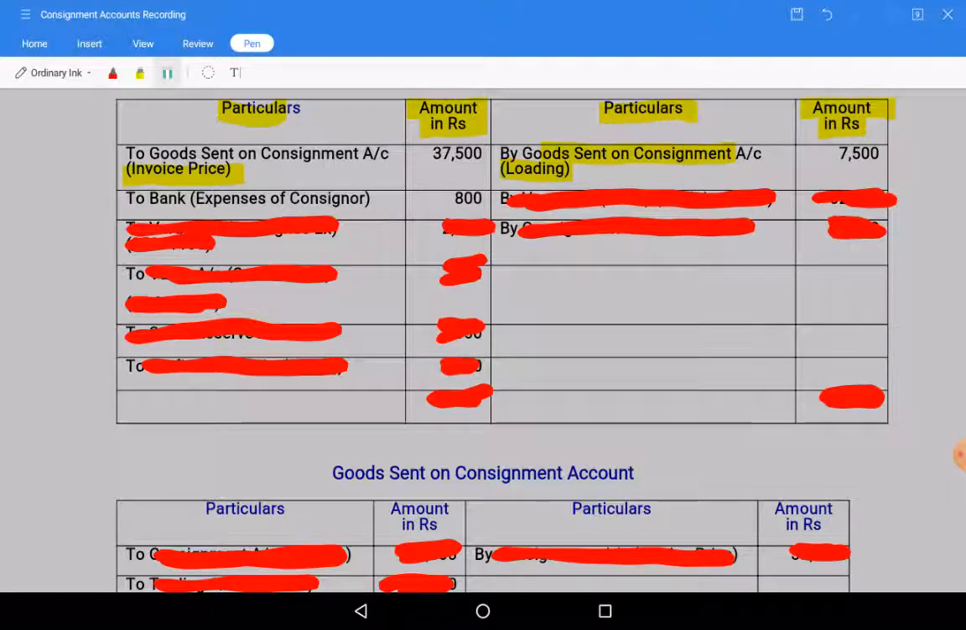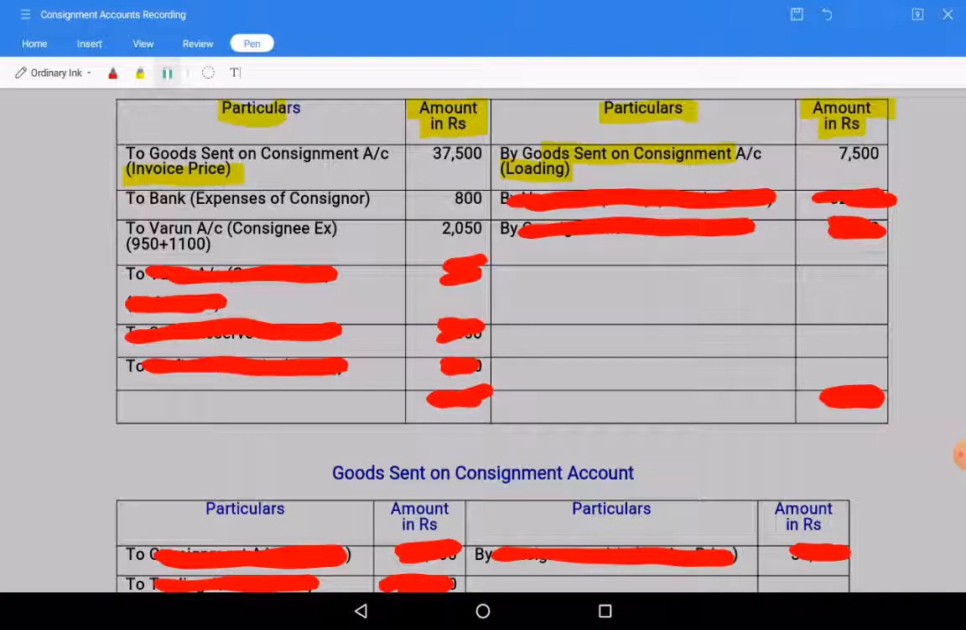Similarly, consignee took the goods and he also paid some expenses. So when consignee pays expenses, we will write consignee name, Varun account, 950 freight octroi plus 1100 for godown rent. So total it is 2050 rupees.